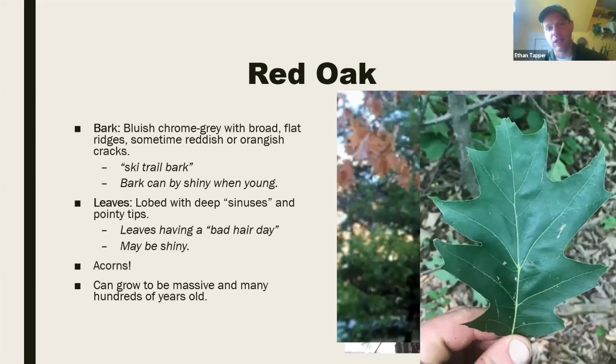I say that oak leaves look like they're having a bad hair day. They basically have all these pointy lobes, and each one ends in a little pointy tip. Some people remember it by thinking about red oak: red is like fire, and these lobes look like flames right here. Those lobes can also be pretty shiny.